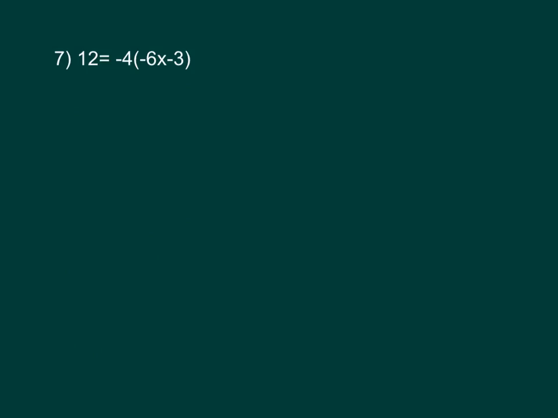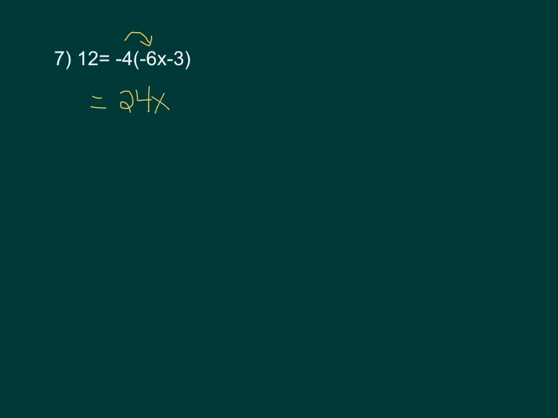Alright, the last type of equation we're going to look at is a multi-step equation that includes parentheses. So we're going to have to deal with the distributive property for this. So the first thing I'm going to do is distribute this -4 to each term in the parentheses. So the first thing I'm going to multiply is the -4 times the -6x, which is going to give me a positive 24x.